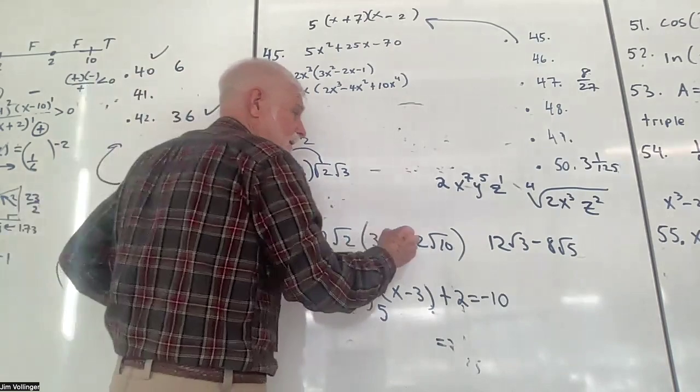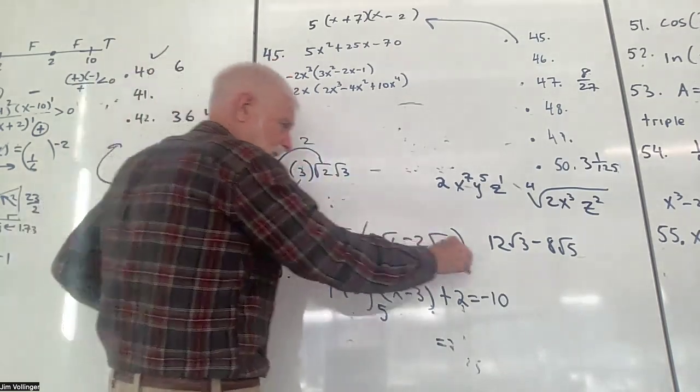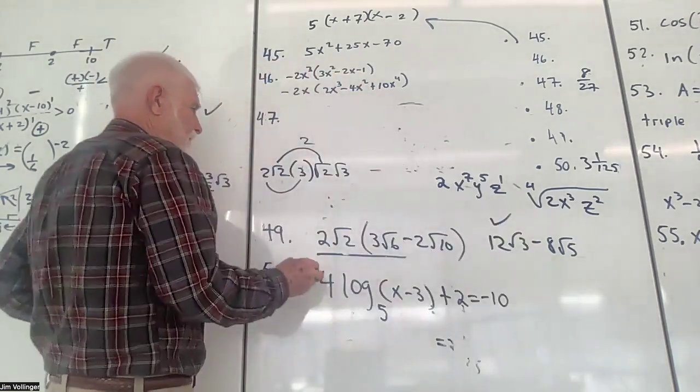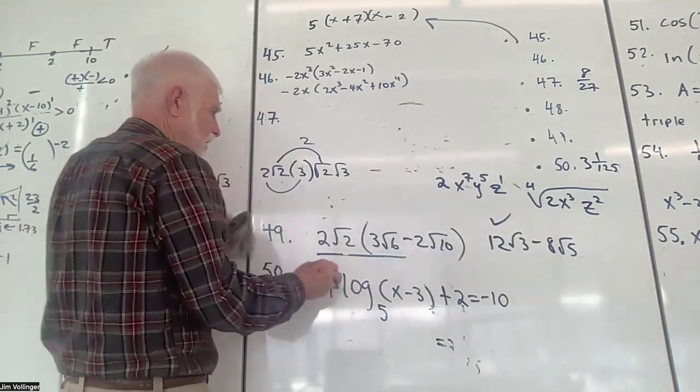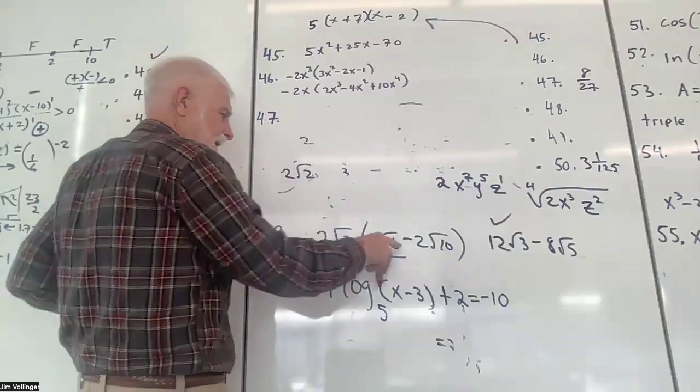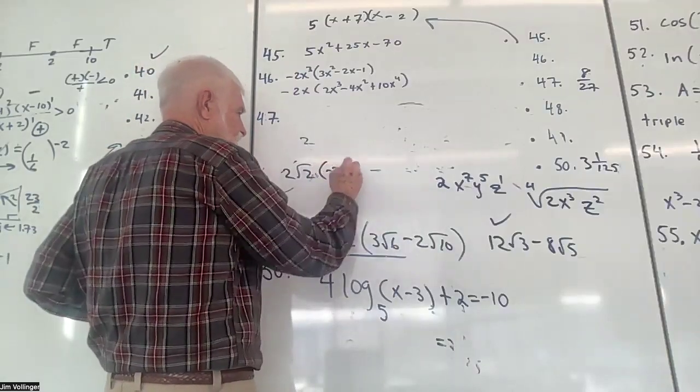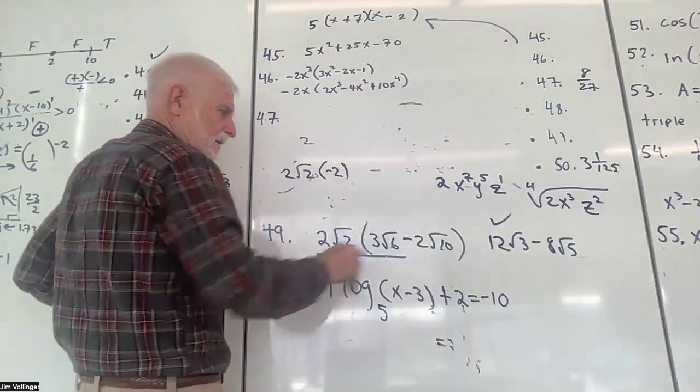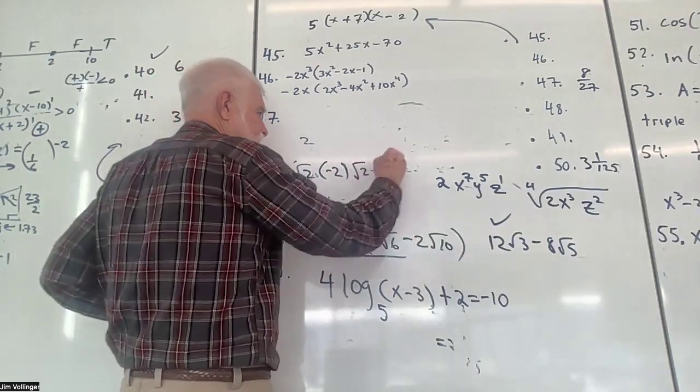So I like 2 times 6. I think I'm okay here. Now I'm going to do minus. Now I'm going to do 2 root 2 times minus 2. So I've got to put a minus 2 there, times root 2 root 5.